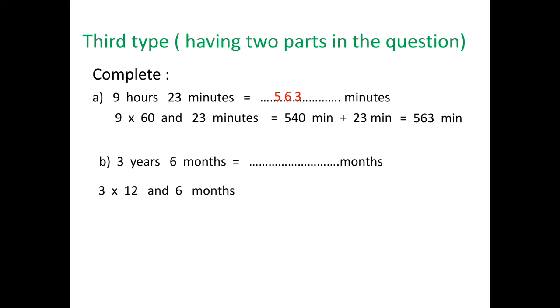Multiply by 12. It's from bigger to smaller. That's why I used multiplication. And why did I use 12? Because there are 12 months in a year. This is the relation between years and months. After you multiply, everything will be written in months. Now I can add 36 and 6 will give you 42.